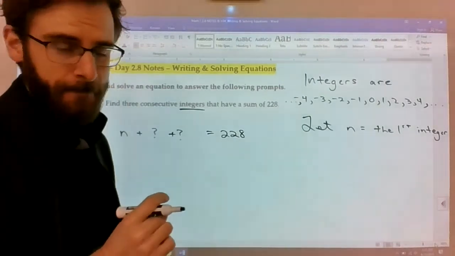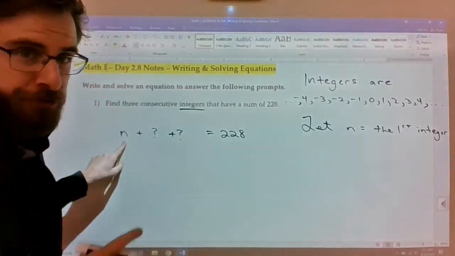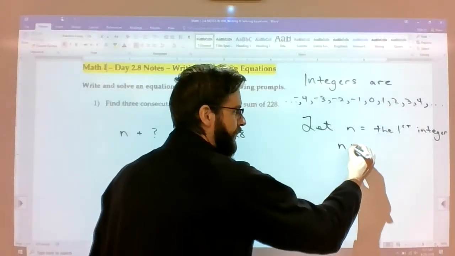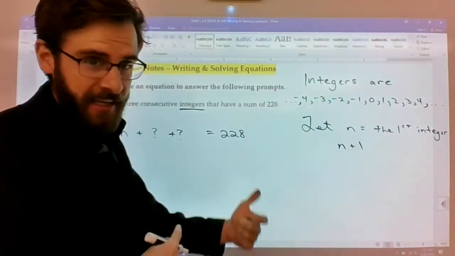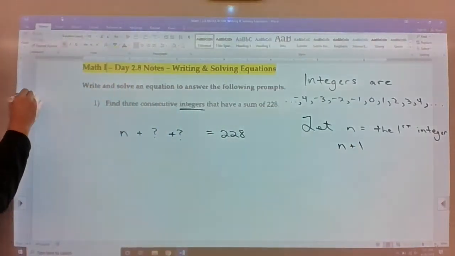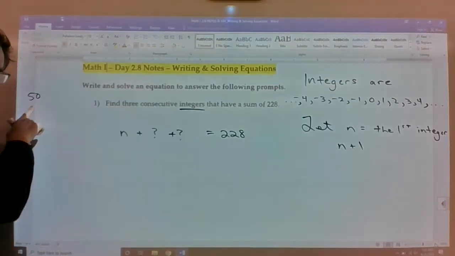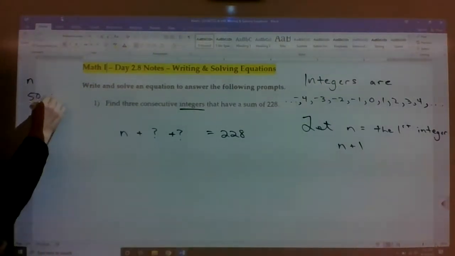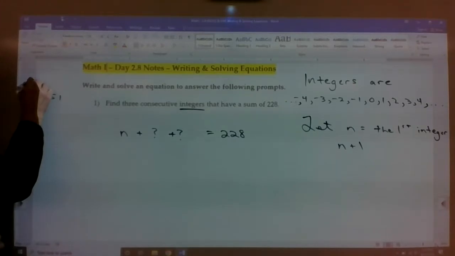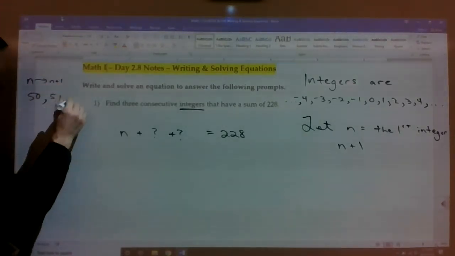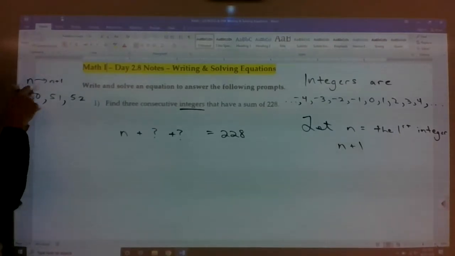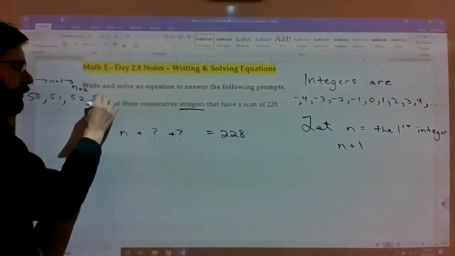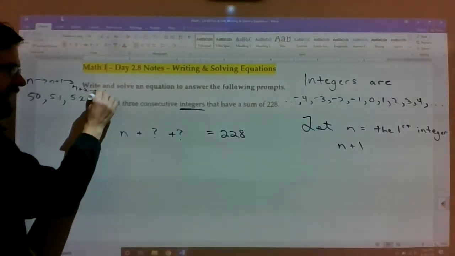Now here's the key. If you say n is your first one, you instantly can just add 1 to that to get the second integer. Think about this. If 50 were sort of like a random integer that we would have as our n, how would you get to the next consecutive integer? Well, the next consecutive integer is 51. All I got to do is take my n and add 1 to it. How do I get my next consecutive integer? Well, I take my n plus 1 and I add 1 more to that, n plus 2. How would I get my fourth consecutive integer? I just add another 1 to that and get n plus 3.